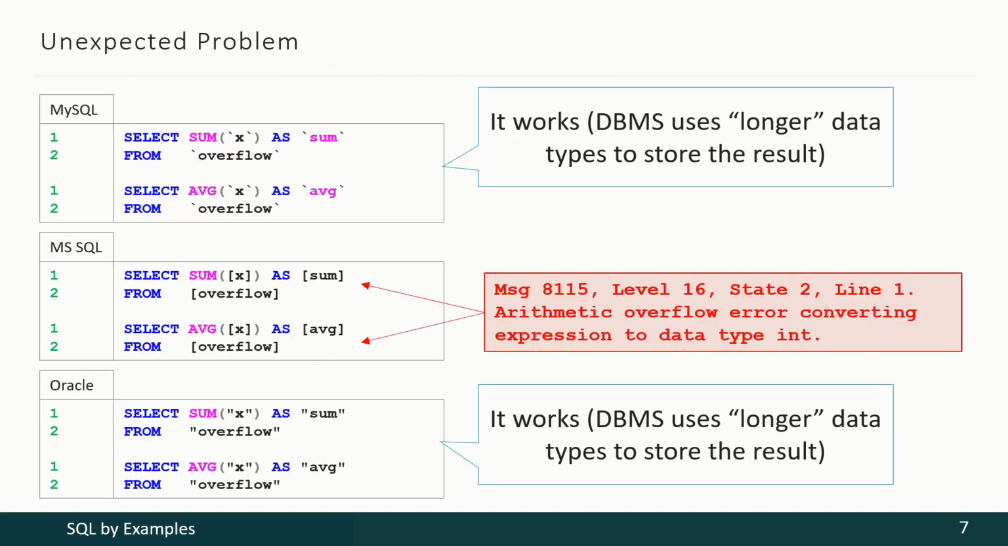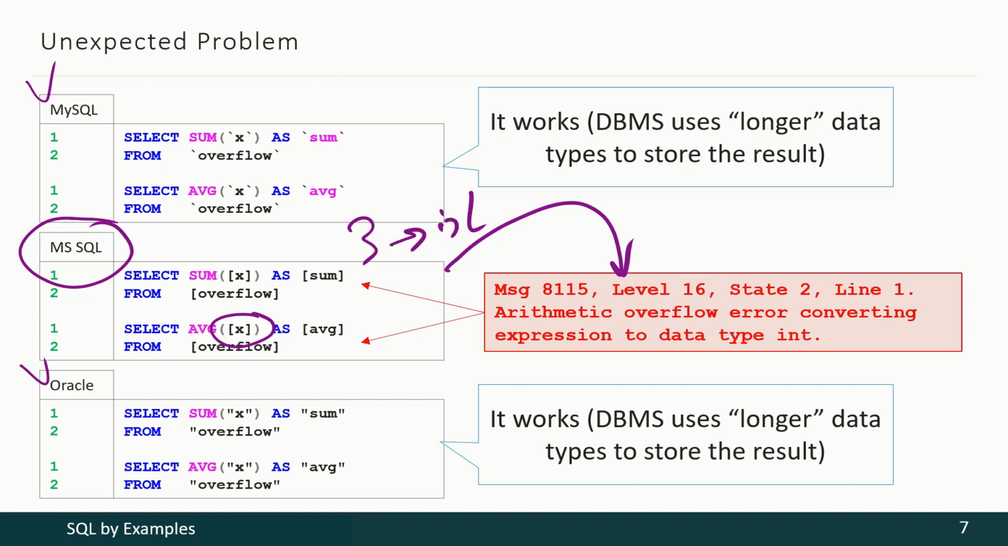Once again, everything works in MySQL and Oracle, but in Microsoft SQL Server we receive such an error message instead of a result. Because Microsoft SQL Server uses that integer data type as the result data type, and you cannot put 3 maximum integers into one integer field. While MySQL uses a longer data type and Oracle uses a longer data type.